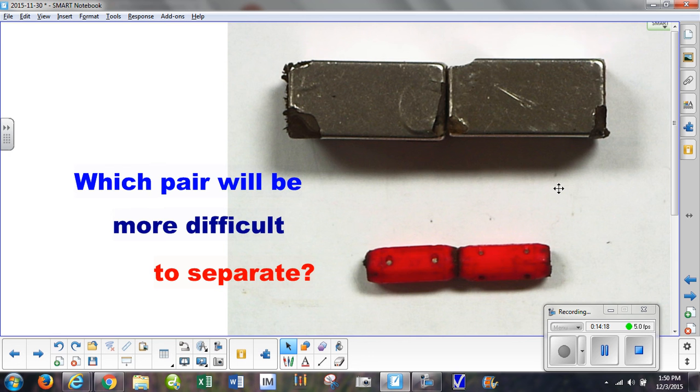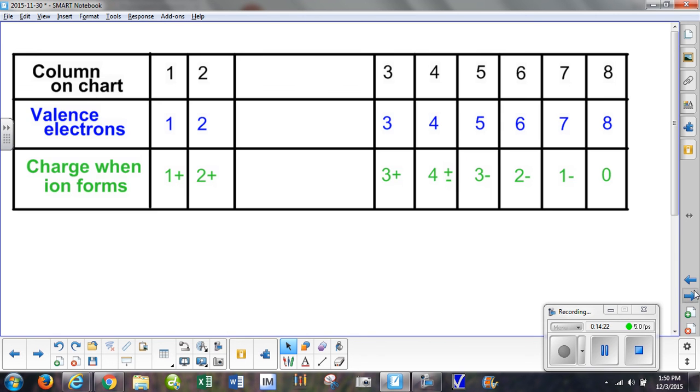And you've all seen these guys before. I'm not going to take time on that now. Here's that same chart again, showing you the columns and the charges for each column of the periodic chart.